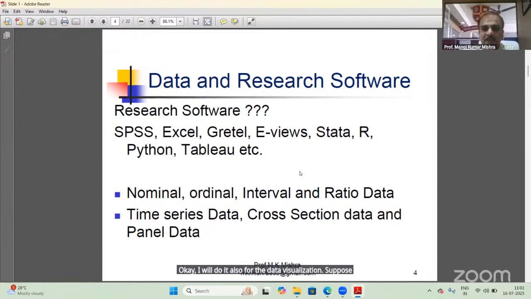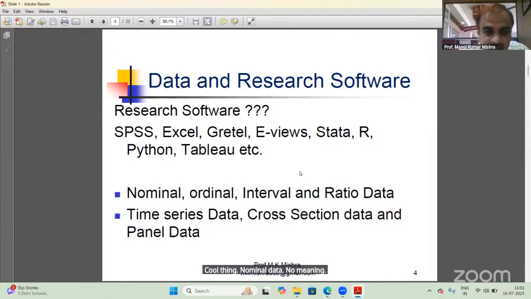Suppose that in statistics research, there are two types of research, which we'll discuss in the next slide also. So data is of four types. When we use the data in SPSS, there are four types. Nominal data.